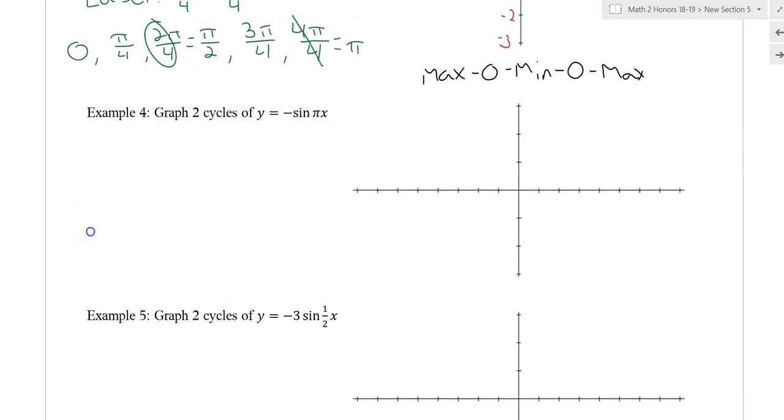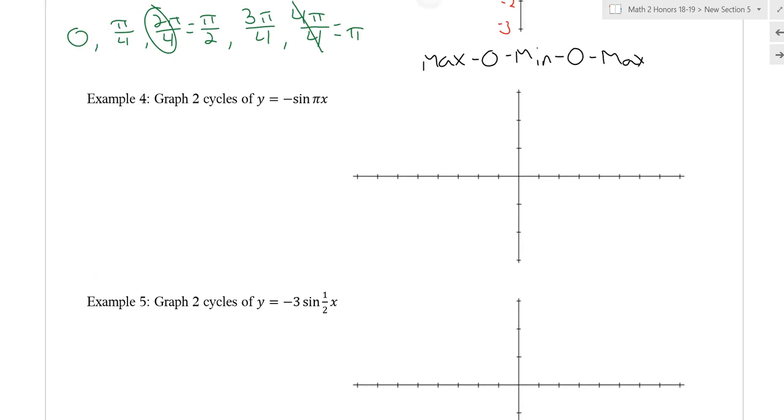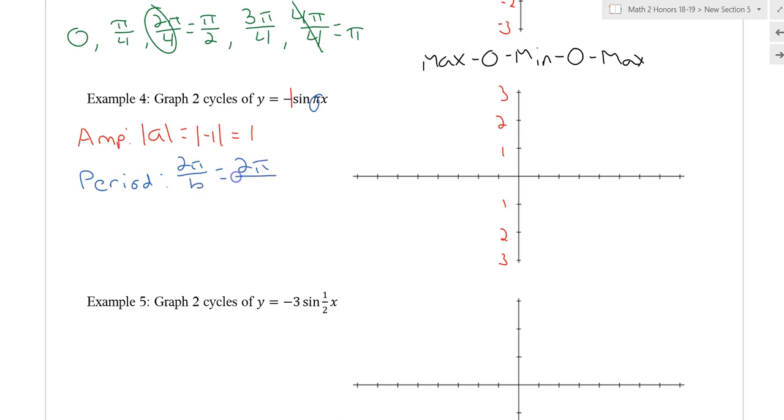Looking at example 4, graph 2 cycles of y equals negative sine of pi x. So our amplitude is the absolute value of a, which technically there's a 1 there, so the absolute value of negative 1 equals just 1. So nice and easy. The period is 2 pi over that b, which in this case is this pi. So our period just equals 2, and our label is the period over 4, 2 over 4, which is 1/2.